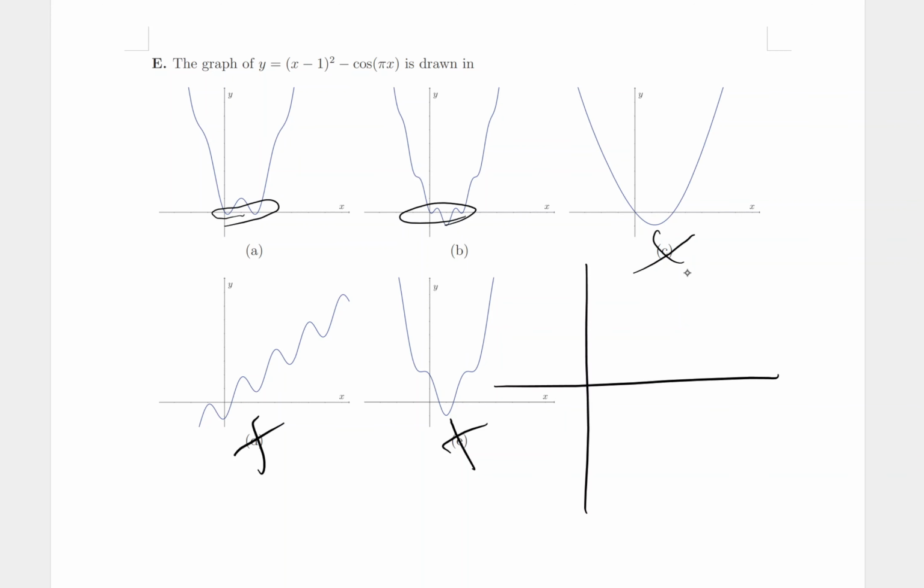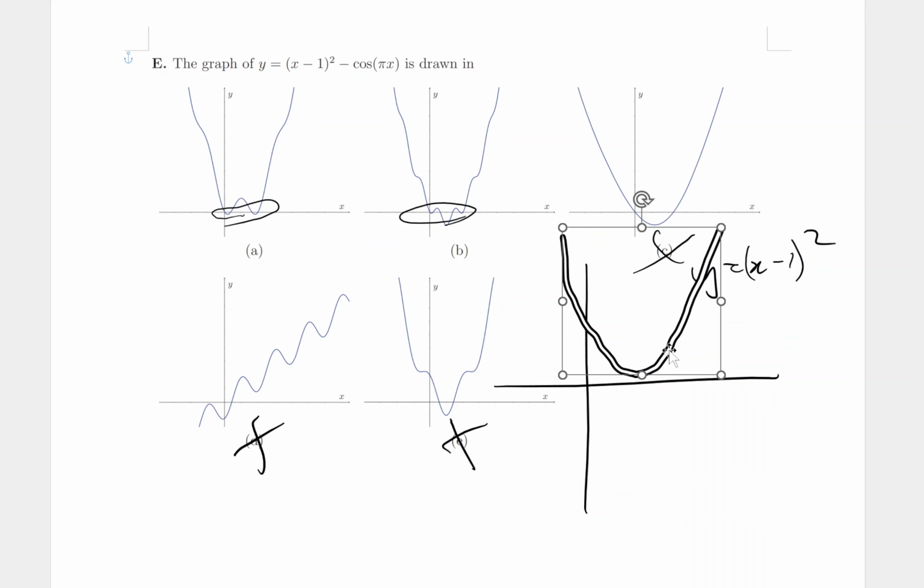So y equals (x minus 1) squared. How does that look like? It's probably something like this. Yeah, I guess. Tricky on a computer. Well, it's supposed to touch the x-axis, right? So okay, there we go.